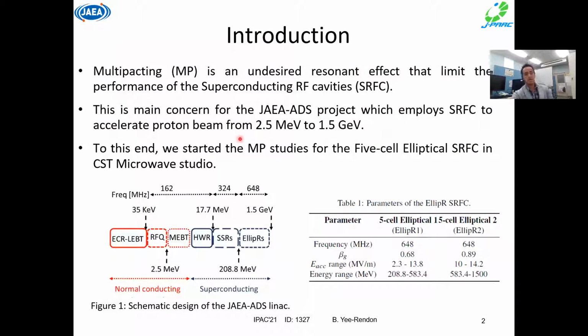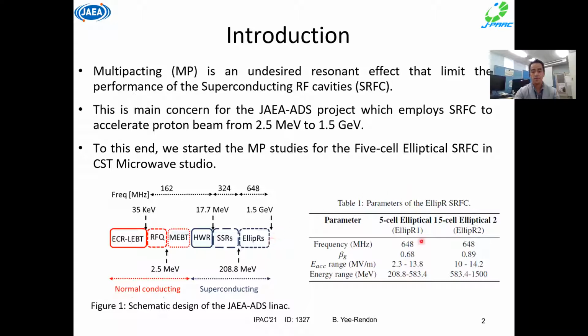Multipacting is an undesired resonant effect in which we have a large increase of the electrons. This limits the performance of the cavity, particularly in superconducting cavities. This is a main concern for the JAEA-ADS project, which uses superconducting cavities to accelerate a proton beam for energy of 2.5 to 1.5 gigaelectron volt. Therefore, to evaluate the effect of multipacting in this project and find a countermeasure, we start by evaluating the multipacting for the elliptical cavity.